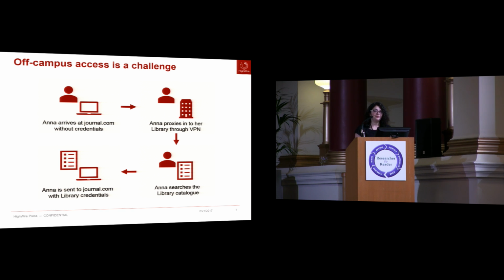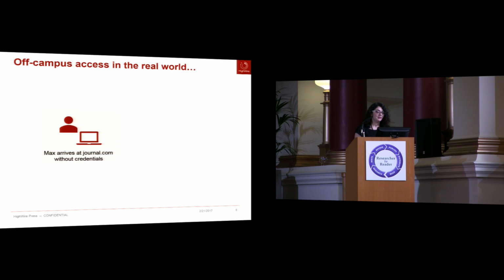That's a highly simplified view of getting access off campus. So let's be realistic. Max is an undergraduate who has a paper that he needs to read for his next class. He arrives at journal.com without credentials and he says, well, can't be bothered with that. I'm going to Sci-Hub, or ResearchGate, or academia.edu, or Icon has PDF, whatever. There are so many ways to get access to content that don't require jumping through hoops.